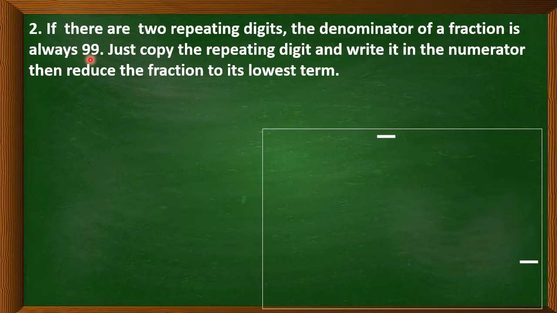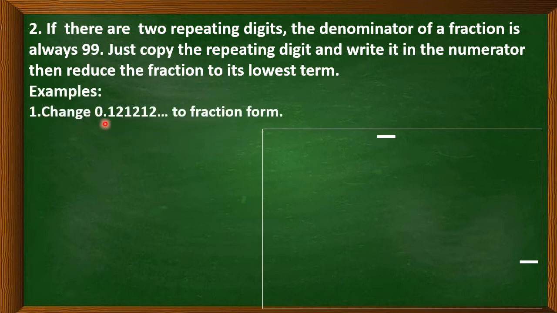So let's have an example for this. Change 0.121212 repeating to fraction form. Again, this can also be written as 0.12, and we place a vinculum at the top of the 1 and 2. They are just the same. If you have observed, we have two repeating digits, 1 and 2. Since there are two repeating digits, the denominator of our fraction is 99.